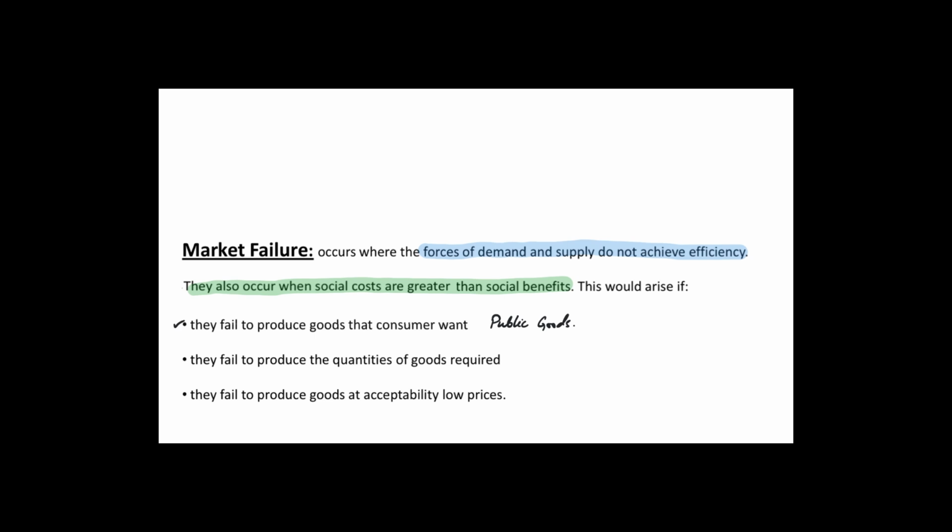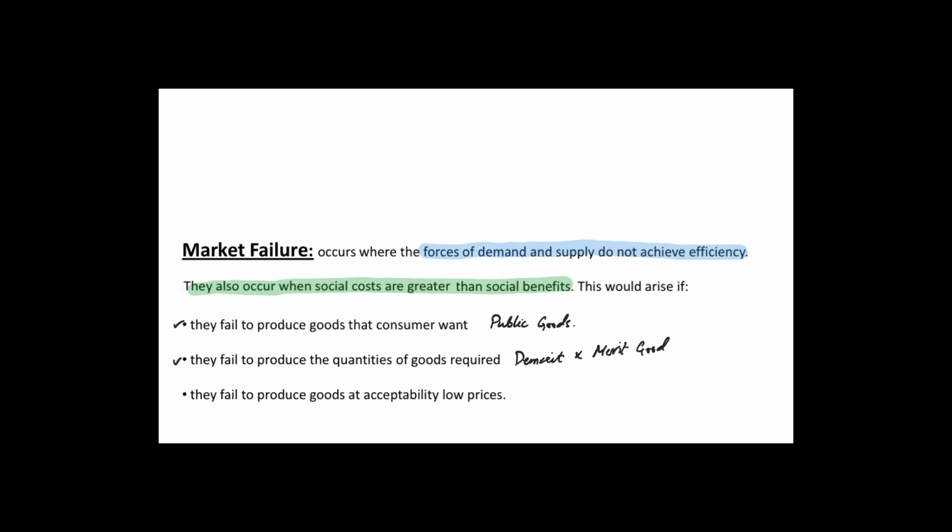Number two, market failure occurs when the markets fail to produce the required quantities. They may sometimes overproduce or underproduce. This would be our discussion in demerit and merit goods, mainly, which is part of your course.